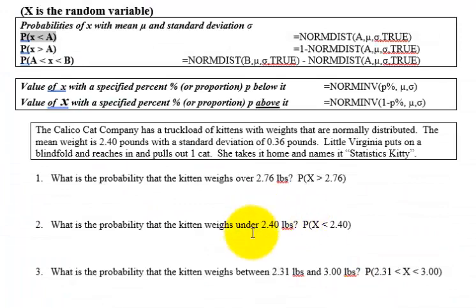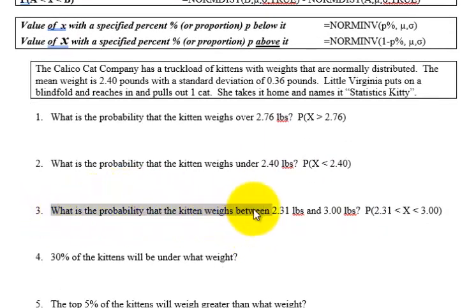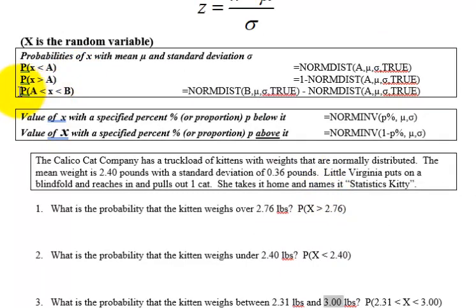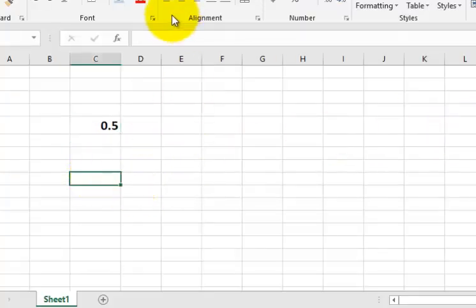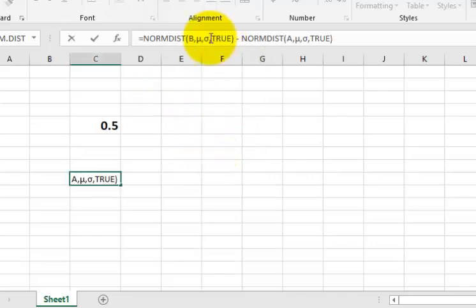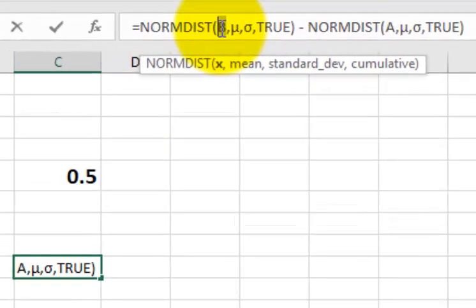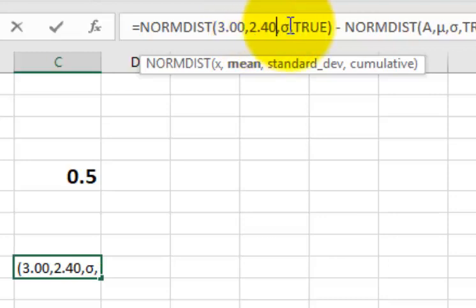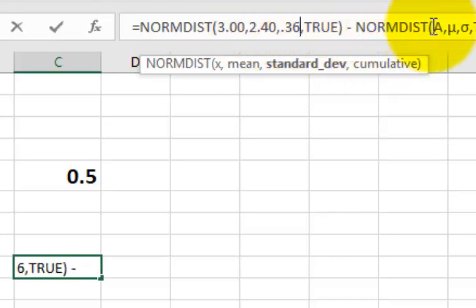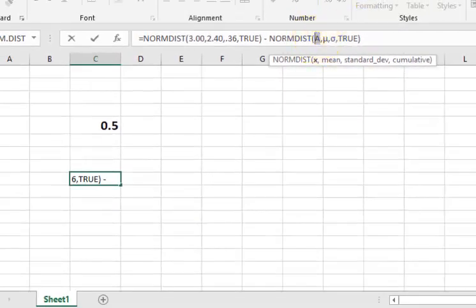So next one, here's another one of those in-betweeners. What's the probability that the cat's going to weigh between 2.31 and 3.0? So that's this formula right here, between two given values. So I'm simply going to use this formula. Let me highlight it again. And I'll just pick a cell, any cell, and paste it in there. So our B is our bigger number, and that was 3.00. And our mean was 2.40. And our standard deviation is 0.36. And it's true. And our second value is the smaller value, and I already forgot what it was.